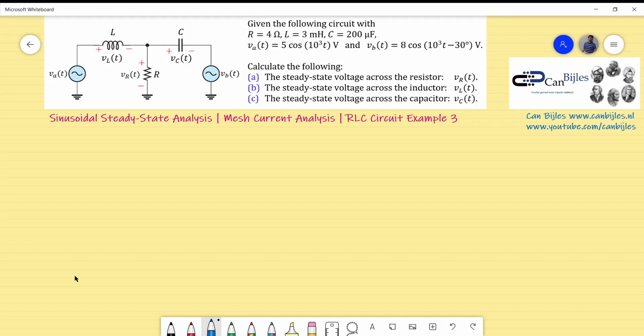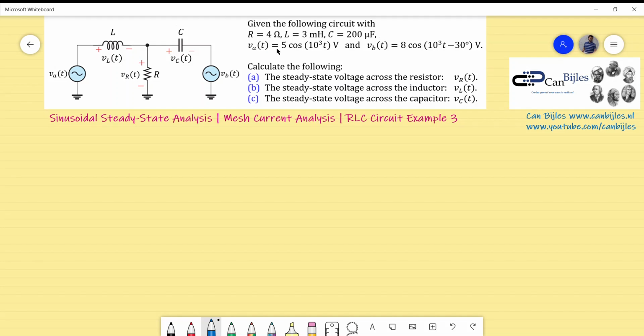We have done example number 1 and number 2 using node voltage analysis, so nodal analysis. In this example, we will use a different method to illustrate also the mesh current analysis. What do we have? We have two voltage sources, VA and VB, and an inductor, one resistor, and one capacitor. The values are shown here.